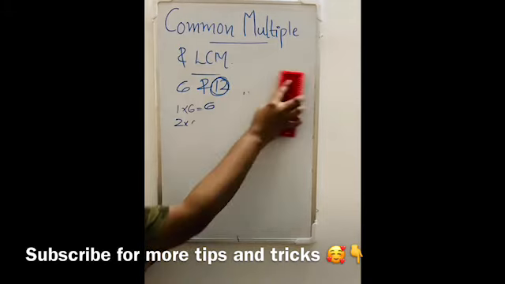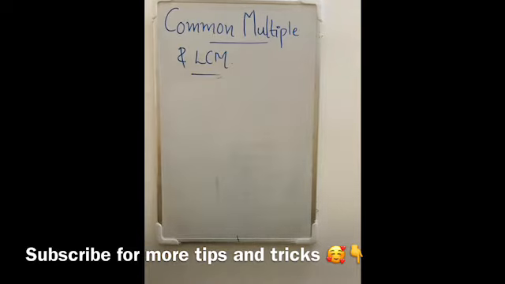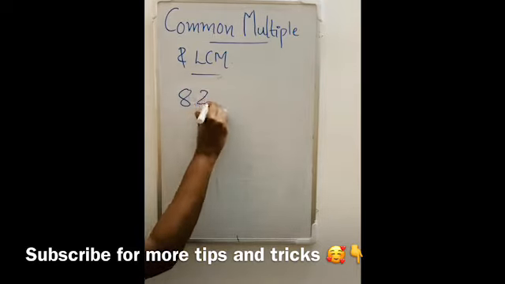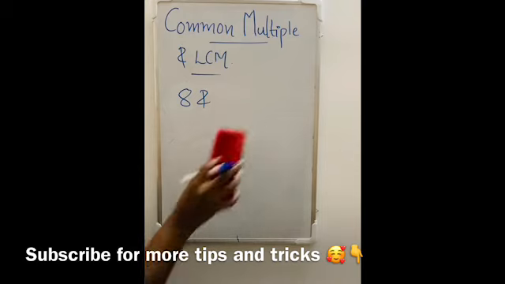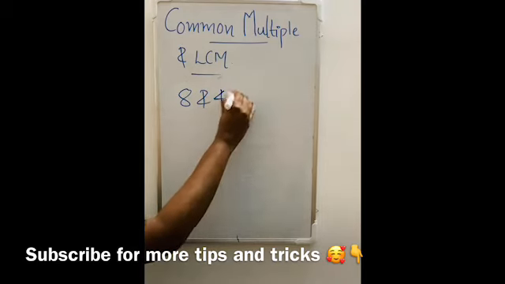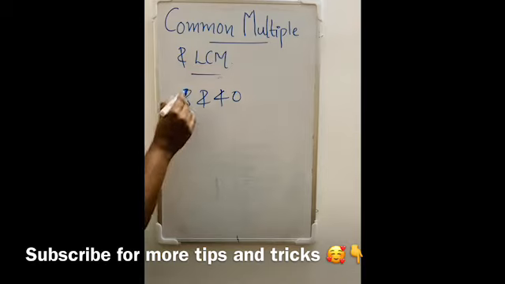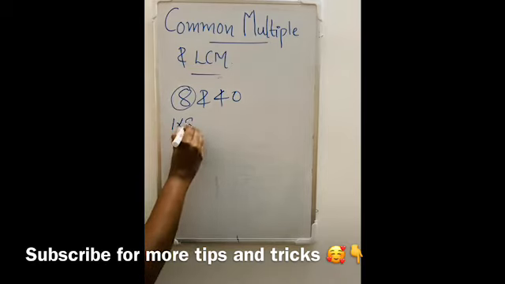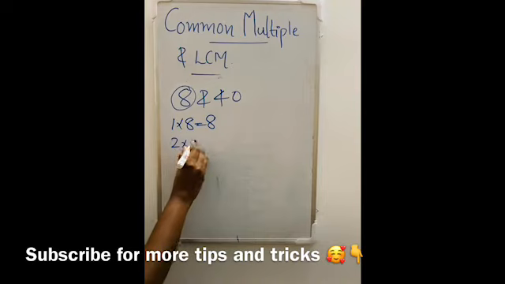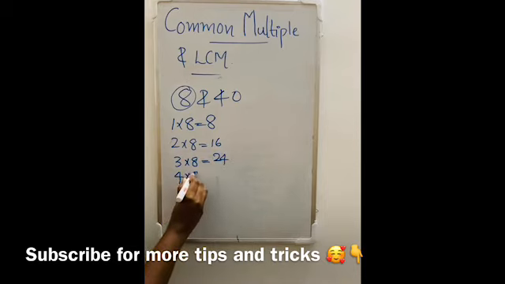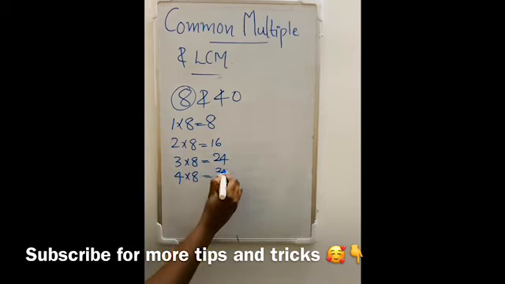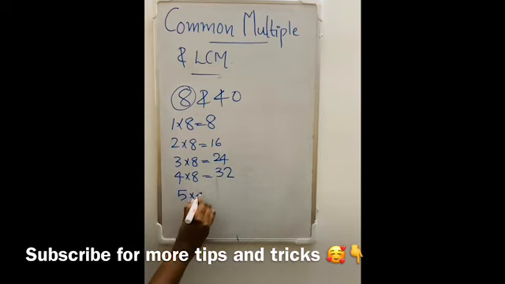Next, I will show you how to find the common multiple of 8 and 40 by listing the multiples. Let's write 8 and 40. So let's write the multiples of 8 first. 1 8 is 8. 2 8s are 16. 3 8s are 24, 4 8s are 32 and 5 8s are 40.